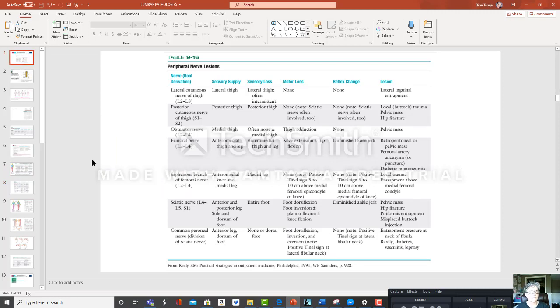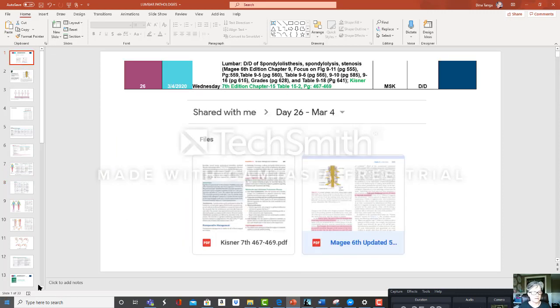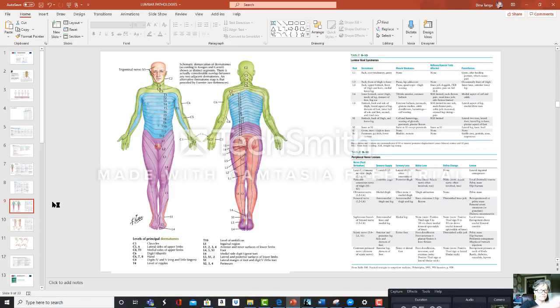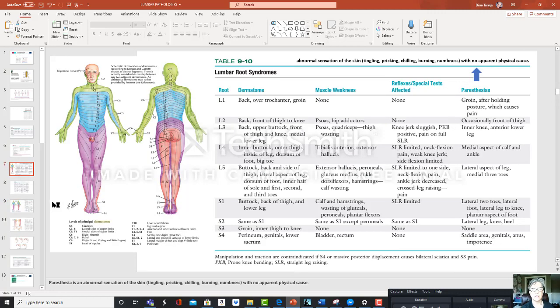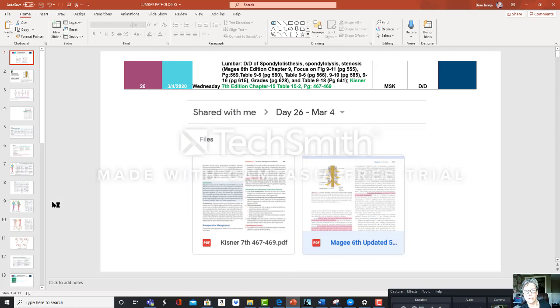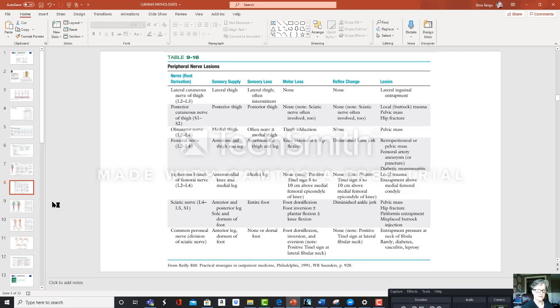Okay, so moving on. Let's see, what did we just do? We just did table 910. So now we're moving to table 916. Here, peripheral nerve lesions. Let me pause this for a second.